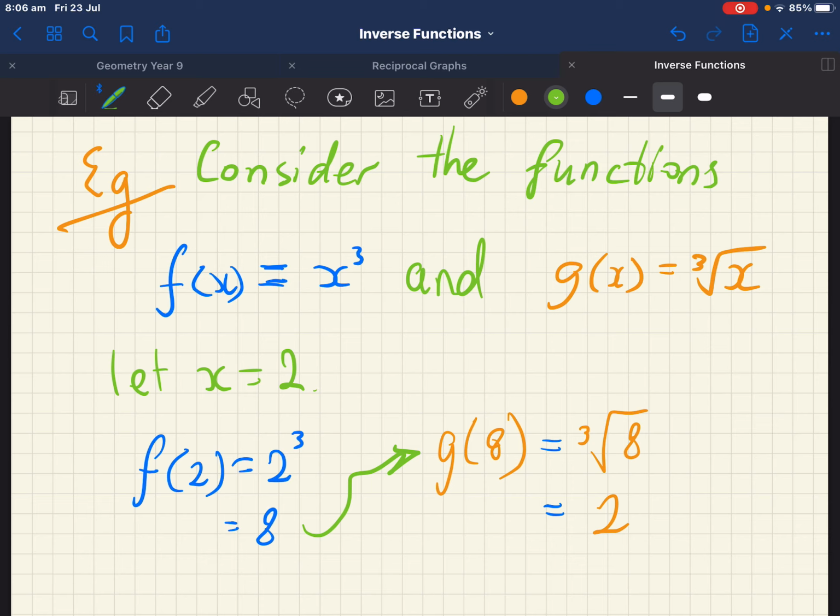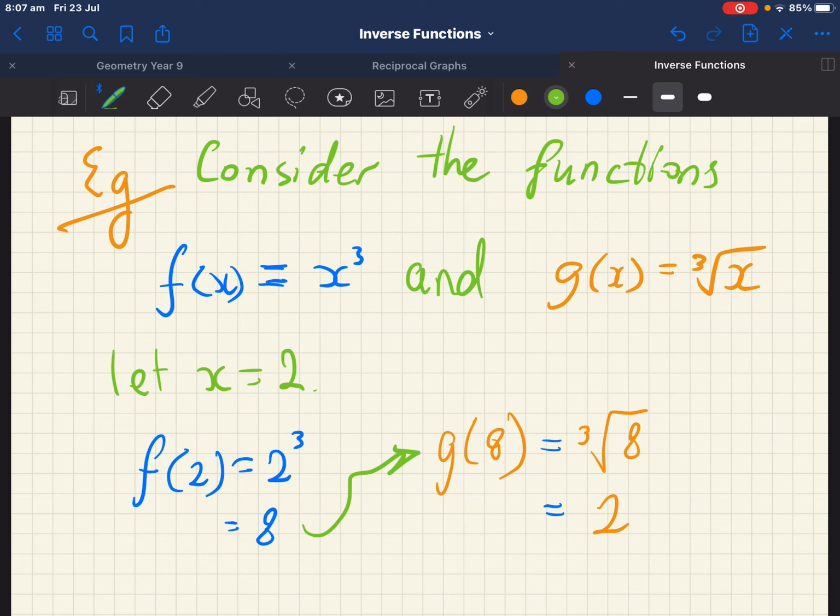Here I've written down two inverse functions. The one in blue, f(x), is x cubed, and this orange function, g(x), is the cube root of x. We're about to learn in a couple of moments how to find the inverse of a function, so you would be able to test that these actually are inverses, but for the moment, just believe me.